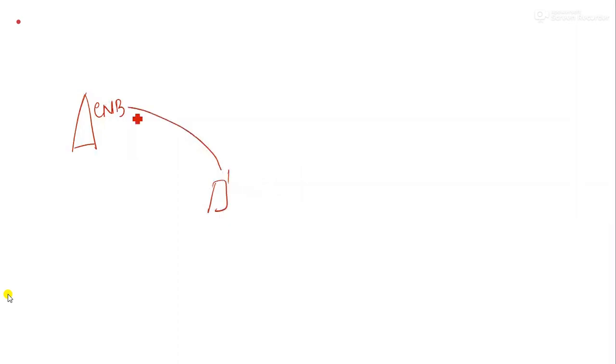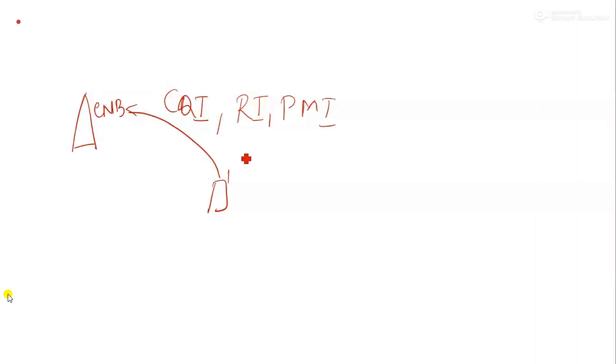CQI stands for channel quality index. RI stands for rank indicator. PMI stands for pre-coding matrix indicator. Okay. I will briefly mention what these are, but first we'll concentrate on CQI.